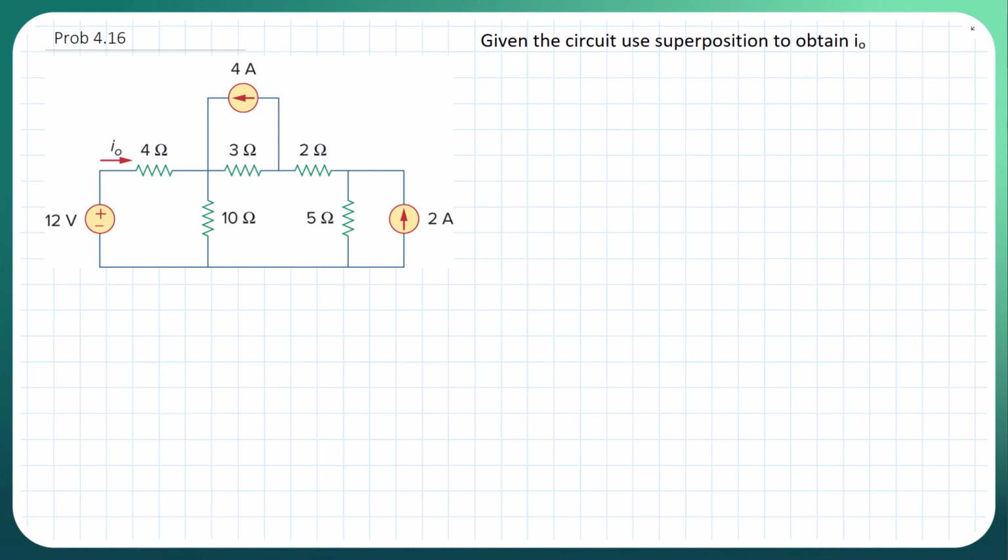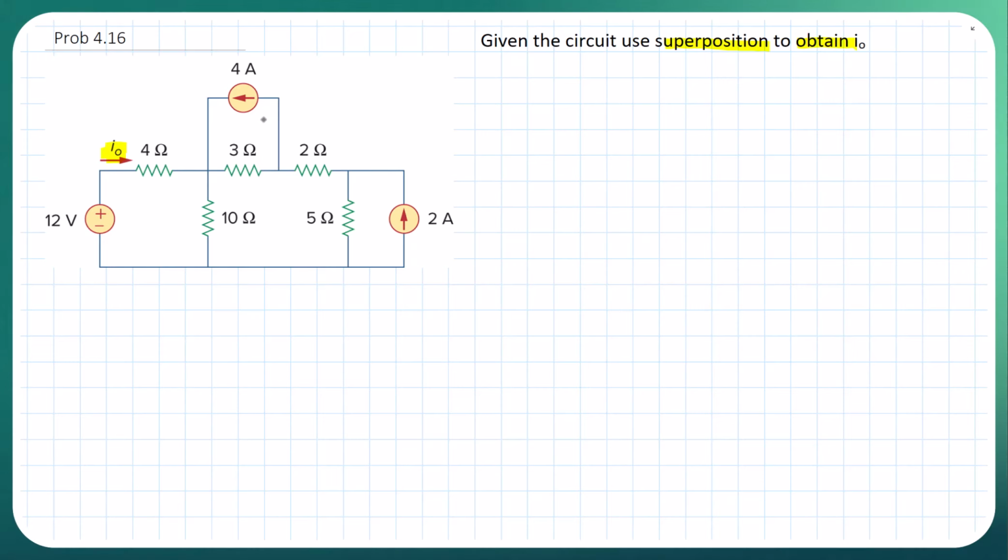Alright guys, let's take a look at this circuit, and specifically what we want to do with this circuit is use superposition to obtain I naught. Just remember, superposition is when we take the independent sources and turn them all off except one, and solve for the thing that we're looking for, in this case the current.